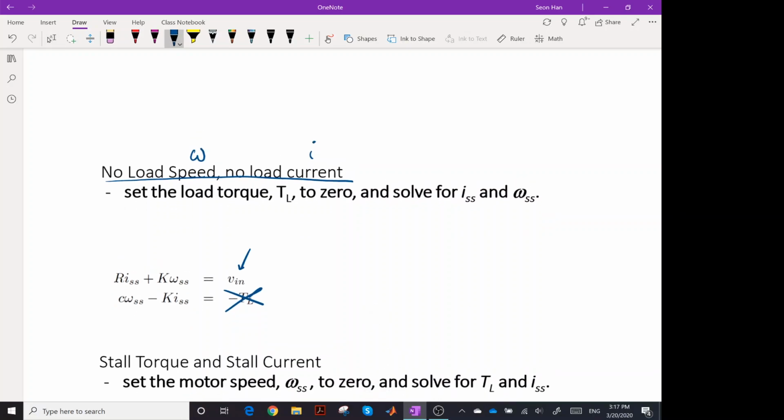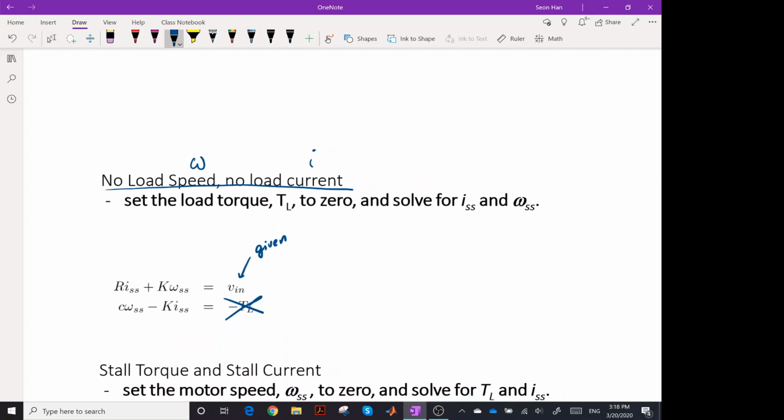What's the voltage? This will be given. It will just tell you from the beginning. It will tell you, oh, this is a 12-volt motor, so you're supposed to supply 12 volts. So this will be given. Now, this will be probably the very name of the motor. So now you could solve for it.